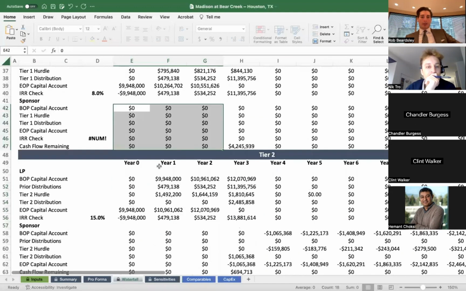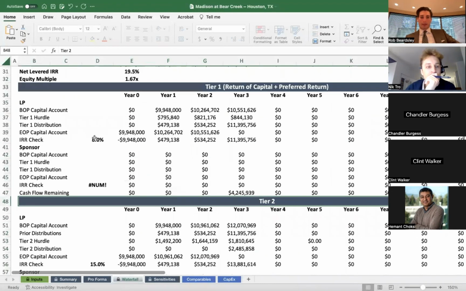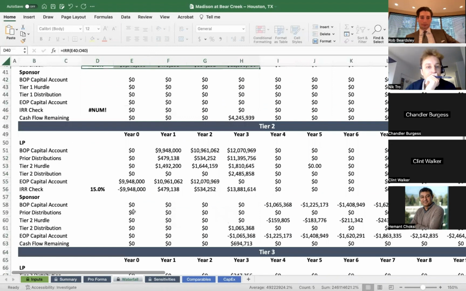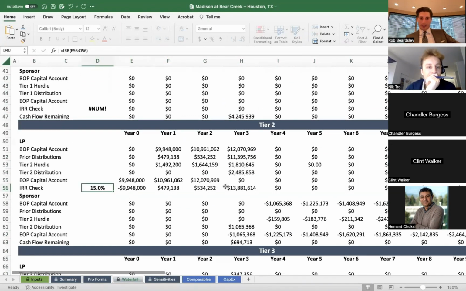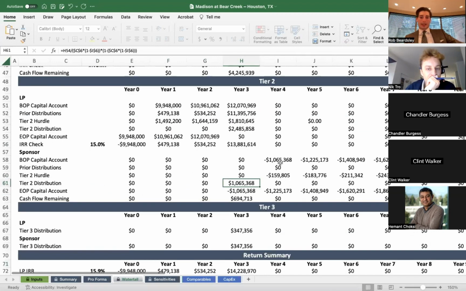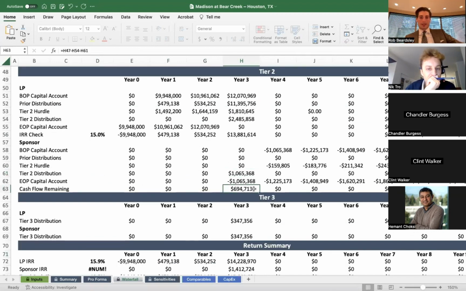When you go to tier 2, after that 8% return is satisfied, this works its way up to a 15% IRR. In this case, finally, you do see that the sponsor makes $1 million in promote in this scenario. And actually, there's a little bit of cash. There's $700,000 of distributions on top of a 15% IRR. So investors are happy they've made their 15% IRR, and there's still yet another $700,000 left to distribute. So what happens with that?